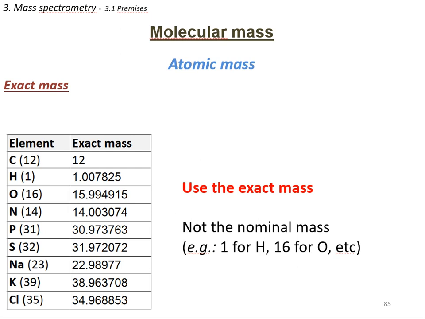So the hydrogen is 1.007825. And so we need to use these extra digits in the mass to be exact and precise about the mass of the molecule. Remember that we use the nominal mass and the exact mass. The nominal mass is an approximation at the unit. For example, the nominal mass of the hydrogen atom is 1, but its exact mass is 1.007825.